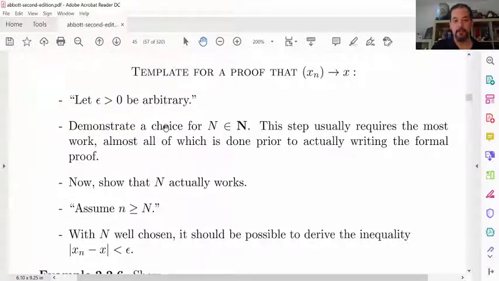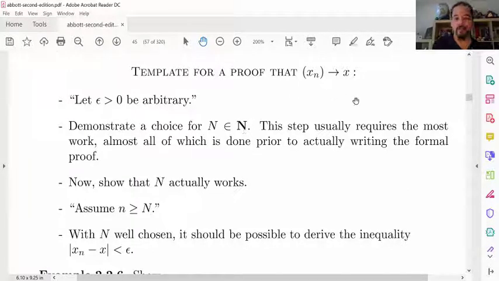Like it says over here, demonstrate a choice for capital N in the natural numbers. So in other words, find the capital N. Now remember, the capital N may depend on epsilon, like the one we just did, right? Our capital N was any natural number bigger than 1 over epsilon square. So it depended on epsilon, because we had to pick something bigger than 1 over epsilon square.